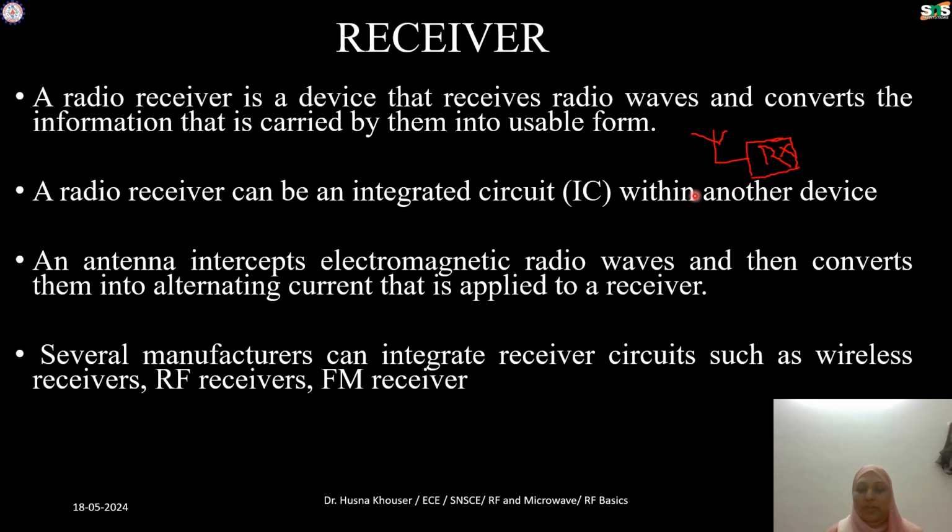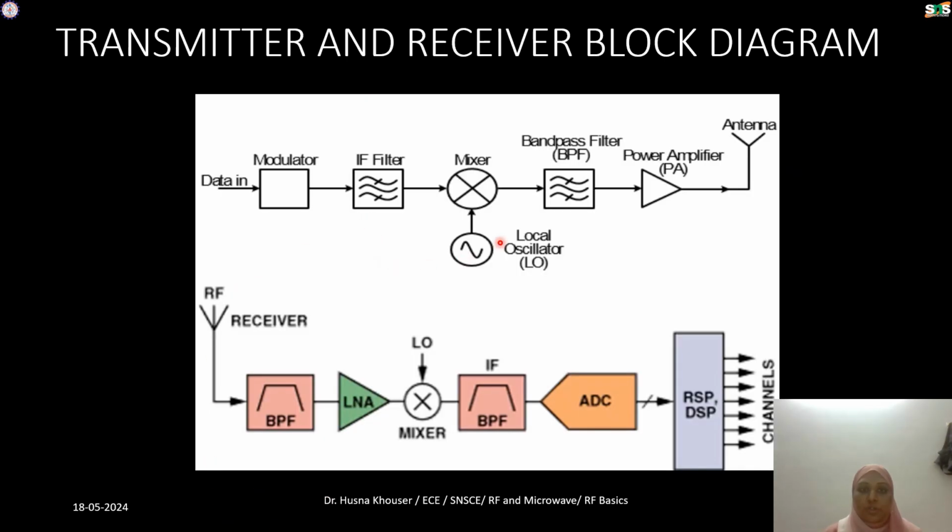There are several manufacturers where we integrate the receiver circuits, such as the wireless receiver, RF receivers and the NFM receivers. This picture shows the basic block diagram of a transceiver. Here you can see this is the transmitter block and this is the receiver block, and here you can see how the data is converted. We convert it into an intermediate frequency of low frequency, and then we give it to the mixer where we combine the carrier frequency of the local oscillator. Then we pass it to the band pass filter and power amplifier where we amplify it to the high frequency, and then we go to the antenna.